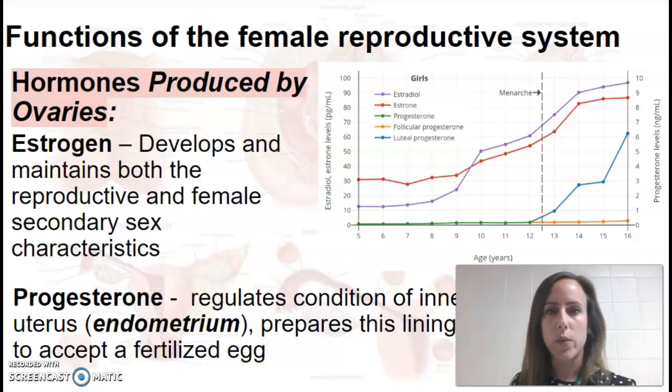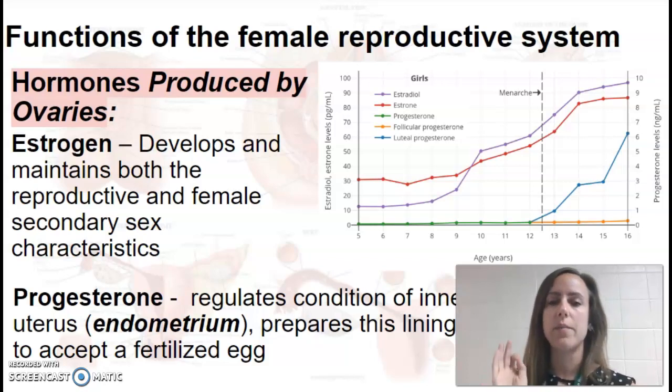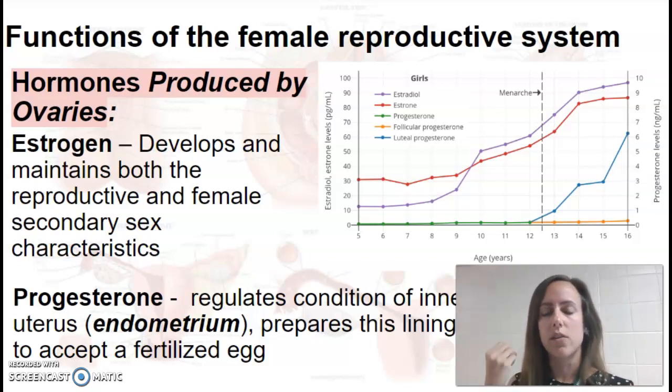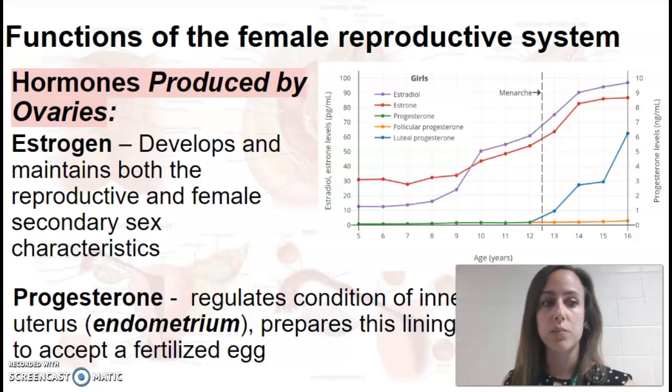One thing to remember when we are talking about the reproductive system and the menstrual cycle is that there are 4 hormones that we need to concern ourselves with. 2 of them are produced by the ovaries, and that's estrogen and progesterone, and the 2 that are produced by the anterior pituitary gland are FSH, the follicle stimulating hormone, and LH, the luteinizing hormone.